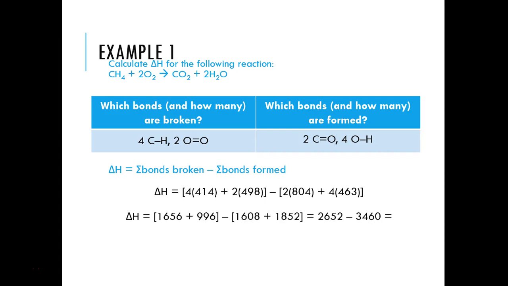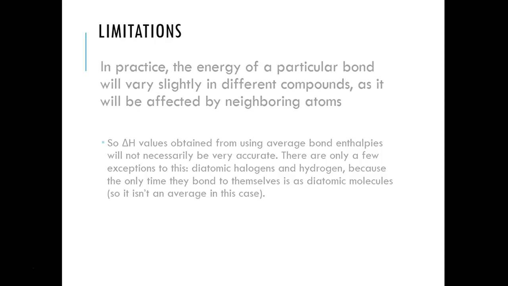Okay? We'll collect our terms, and when we solve, we get negative 808 kilojoules per mole. This is a combustion reaction, so we would expect it to be exothermic, so it's good that we got a negative number. If you were calculating this and somehow wound up with a positive number, that should be sort of a red flag. Oh, hey, this is combustion. I know this is exothermic. Let me recalculate.